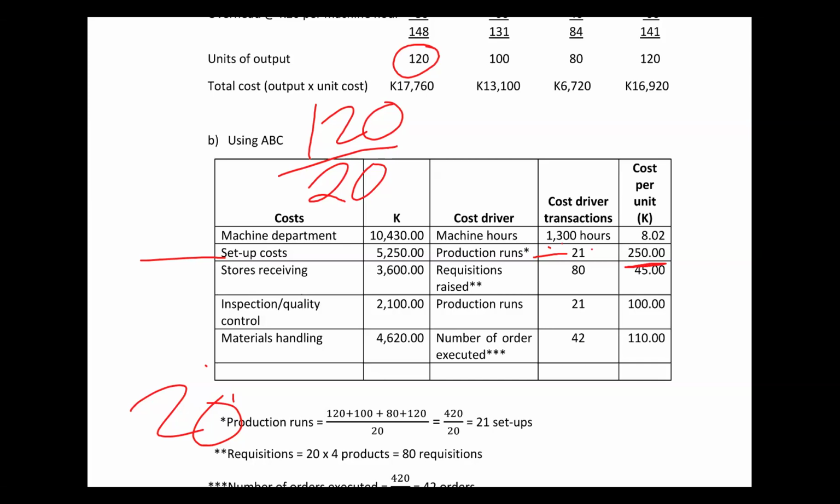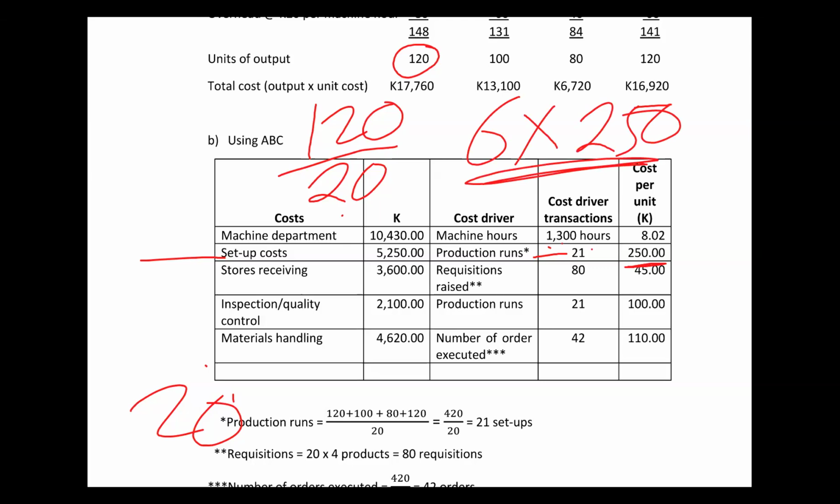So say 20 into 120. That should give us 6, yeah? So you say then 6 times what? Times 250. That will give you the cost that goes to A. All right? The setup cost, the total setup cost to A.